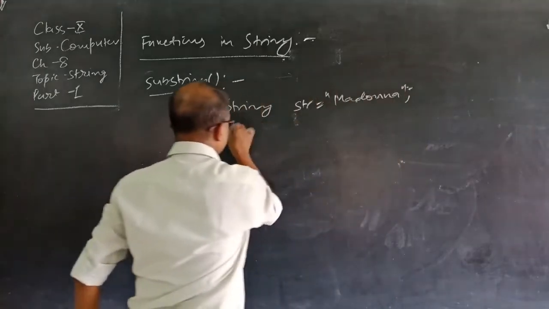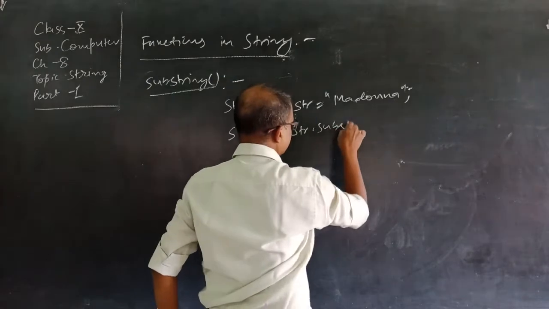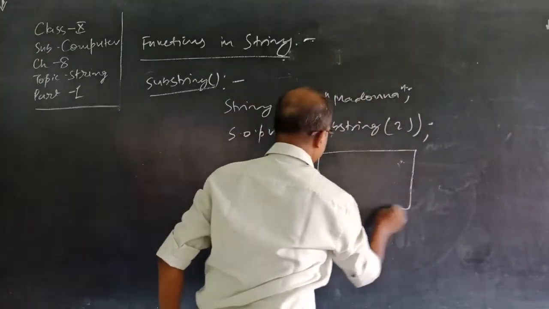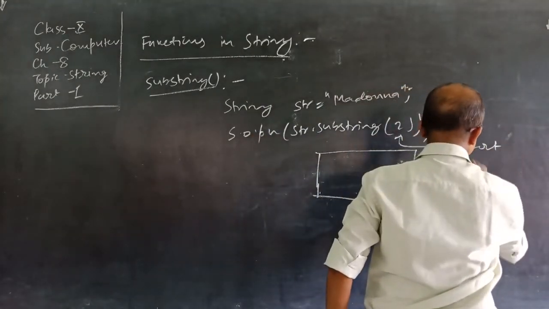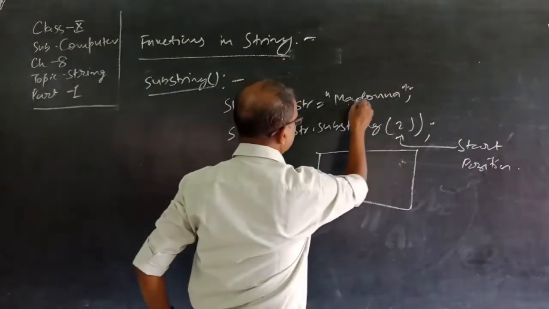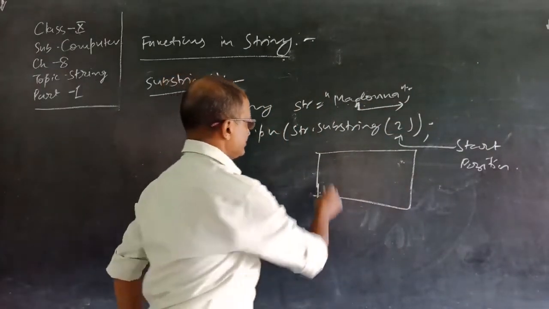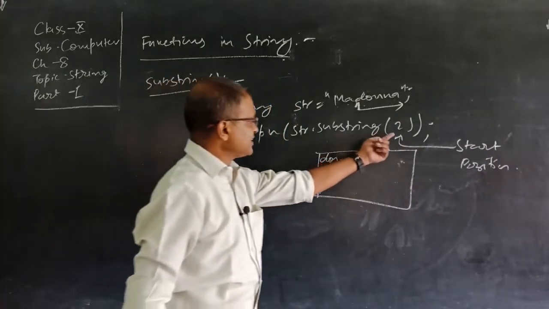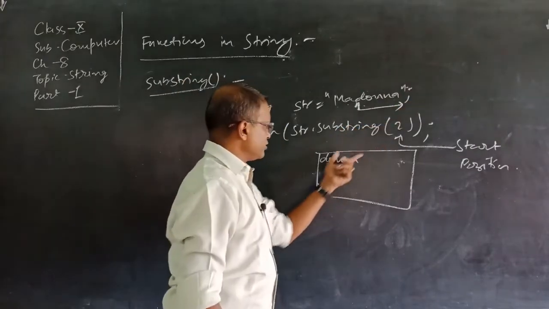Madonna. System.out.println(str.substring(2)). Suppose here I am giving 2. So what will it return? Actually this 2 is the start position. It means starting 0, 1, 2, starting with this 2 till the last of the string, it will return the substring, meaning DONNA. Okay. So this is the start position. Starting from the given position till the last character of the string, it will return you the substring.